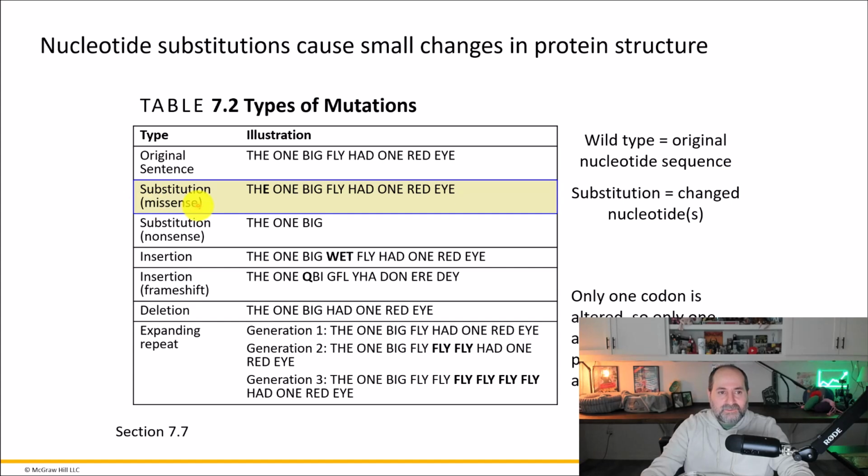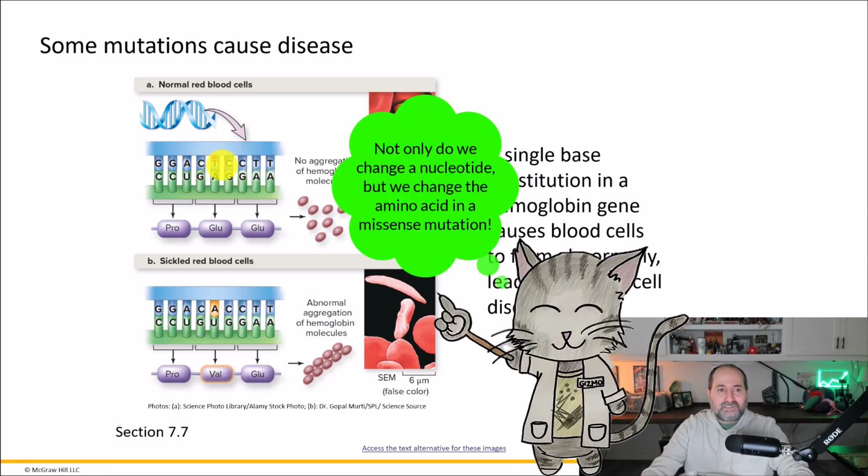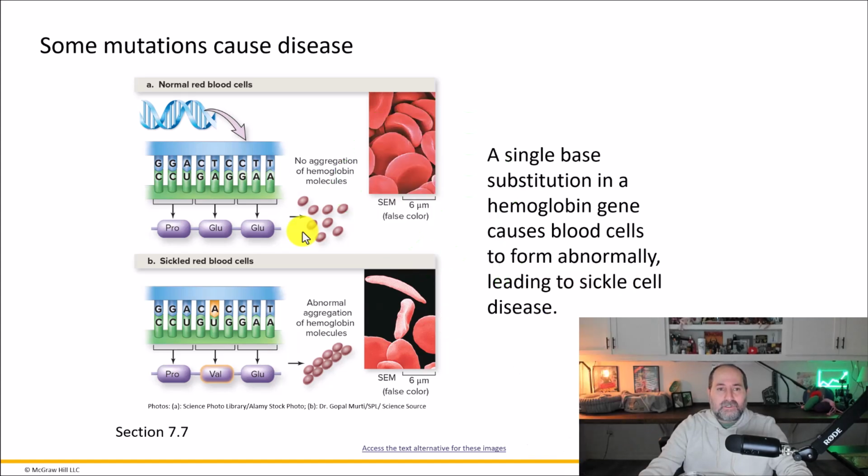A missense mutation is a type of point mutation, but it's one where you change a nucleotide. And isn't that what we did here? We changed a nucleotide, CTC to CAC. You see that? So we changed one nucleotide. So you should know, again, that sickle cell disease is caused by a point mutation, but more specifically, it's caused by a missense point mutation. You should know that for the exam.